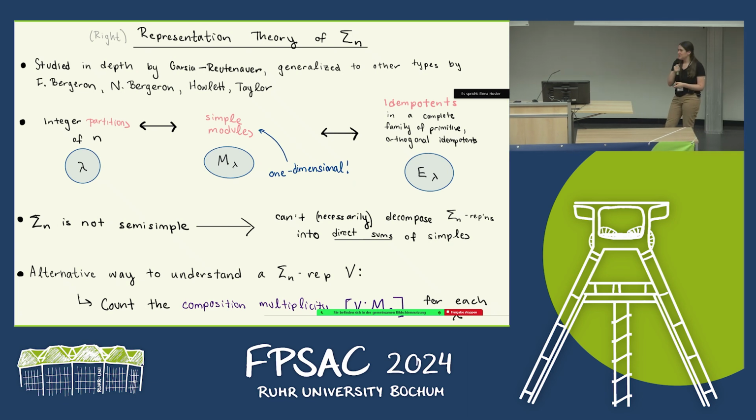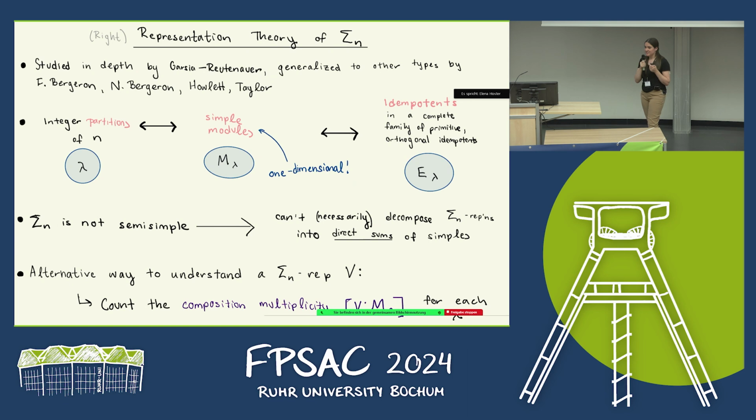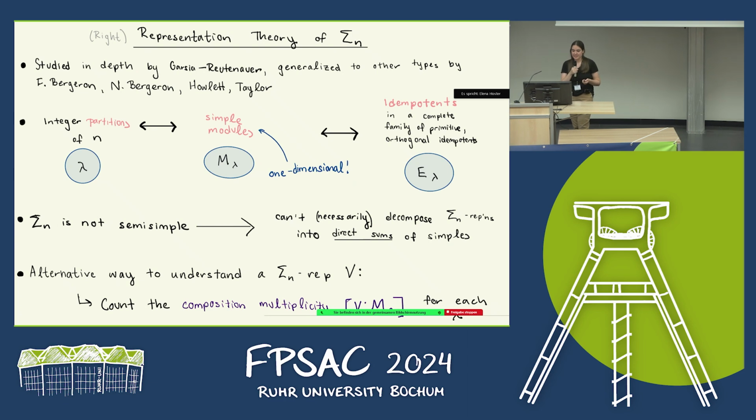But the descent algebra is also pretty rich. In particular, it's not a semi-simple algebra. So when you want to study its representations, you can't expect to fully decompose them into a direct sum of simples. You need some alternative way to understand them. And one other metric you could use are composition series.